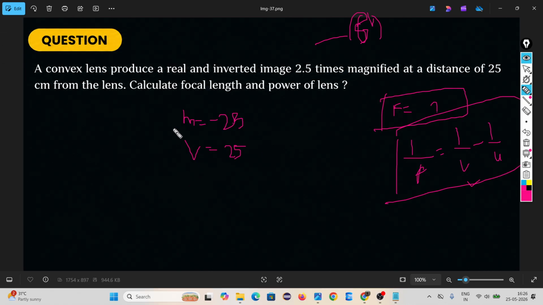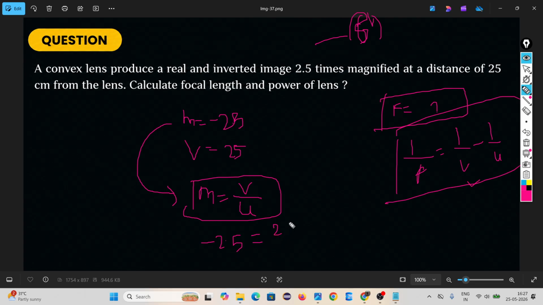Then okay, how to find u? We have to put the magnification formula, m equal to v upon u. For a convex lens it should be positive. So m is how much? Minus 2.5 equal to v upon u. V is how much? 25. U we have to find.